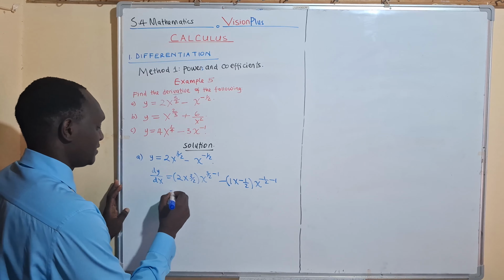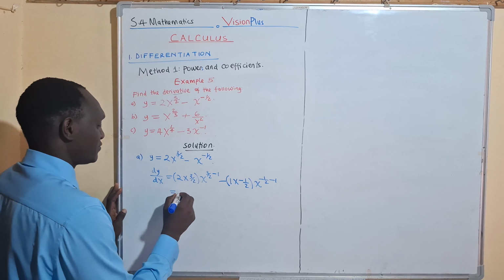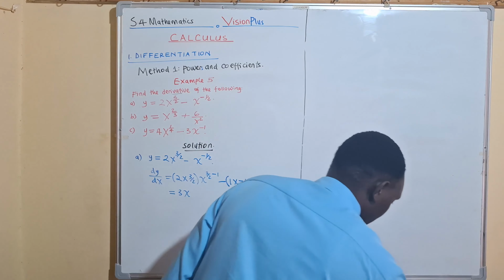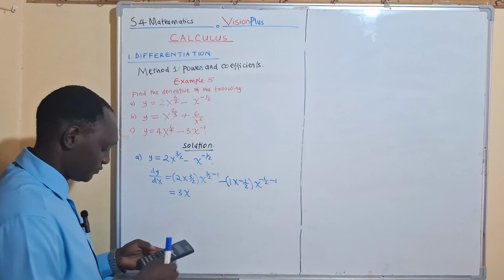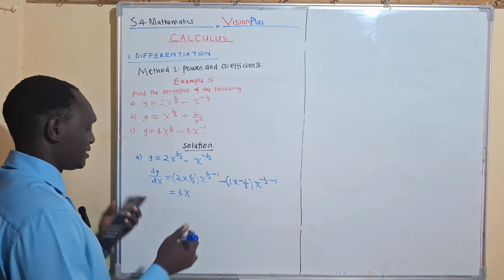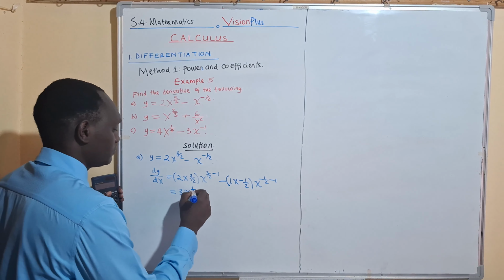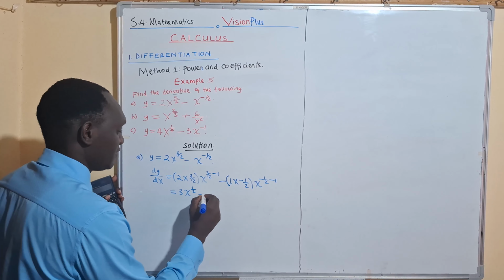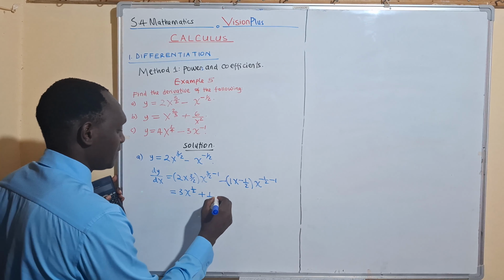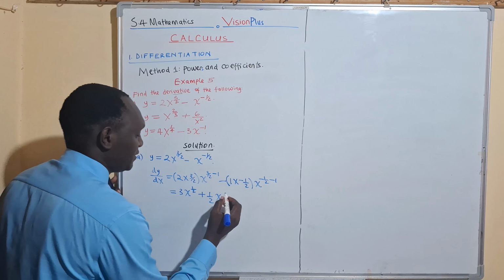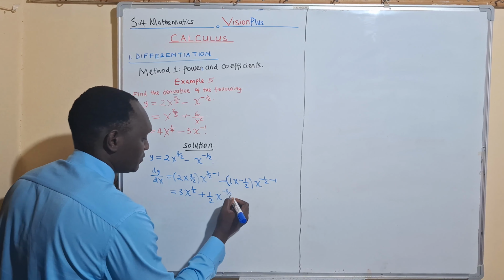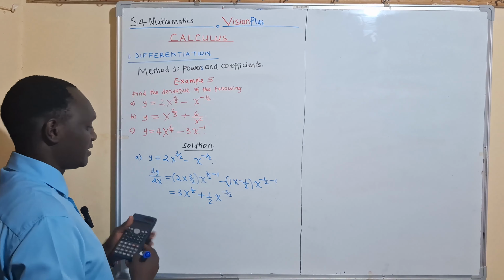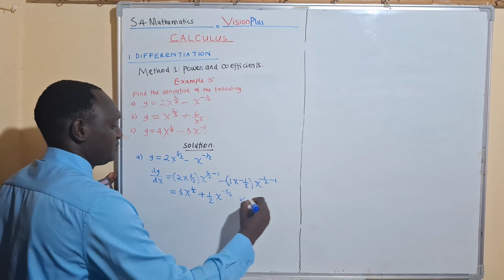Then we simplify. 2 times 3 out of 2 is 3x. 3 out of 2 minus 1, that is half. Negative here times negative here is positive. So we shall have here plus a half x. Negative a half minus 1 is negative 3 out of 2. So this is the answer.